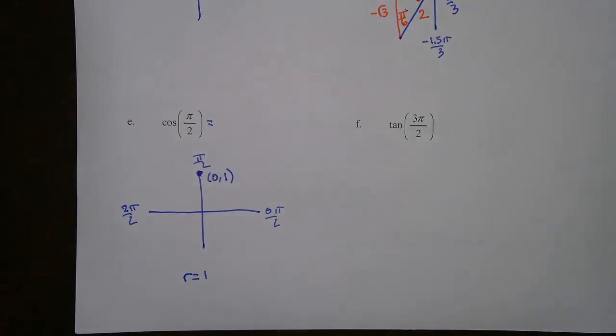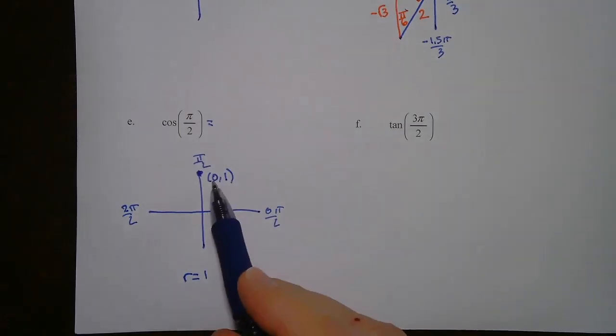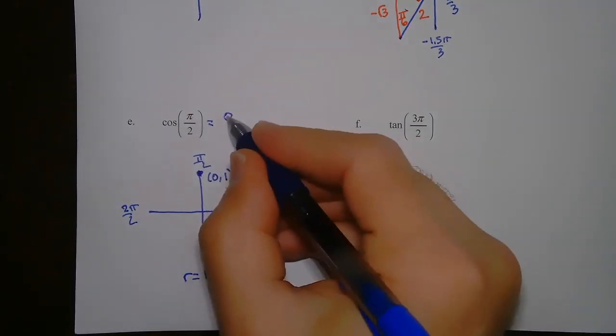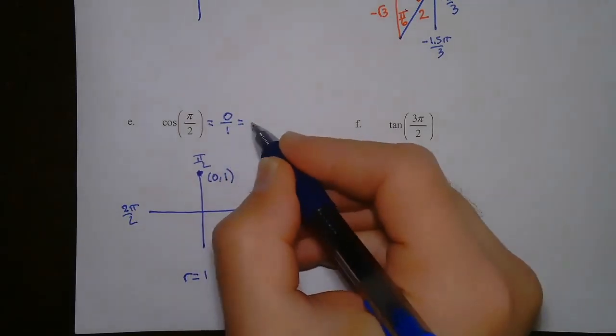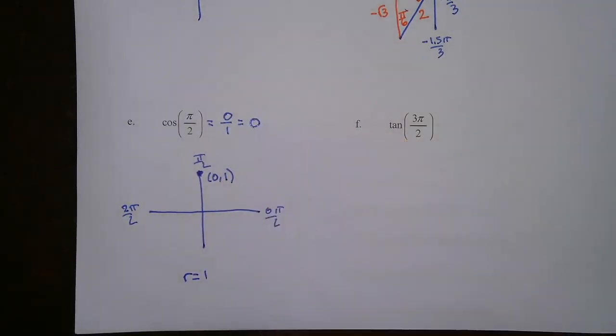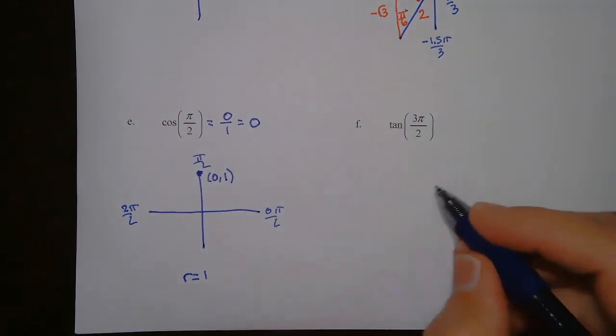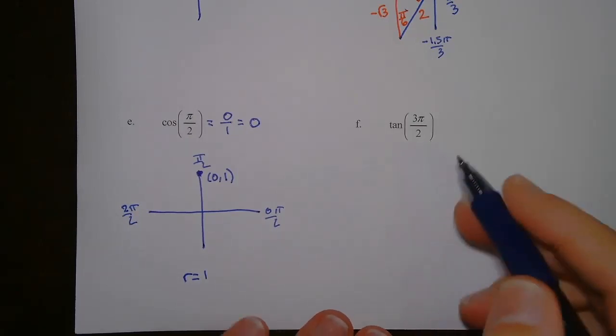Okay, so what is cosine? Cosine is your x over your r, so that would be 0 over 1. And 0 divided by 1 is 0. Now 1 over 0 is not 0. 0 over 1 is 0. Okay, all right. And then the next one, tan of 3 pi over 2.